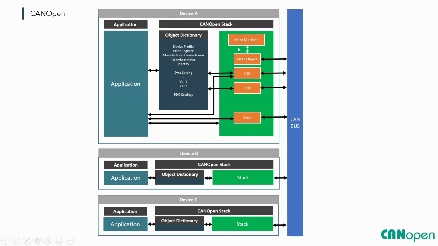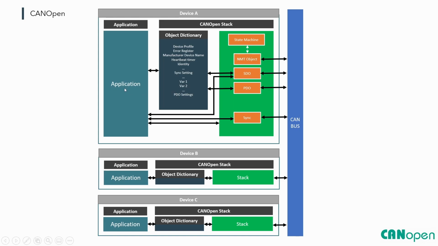We also have the two important ones, SDO and PDO. We'll discuss this as we go forward. Basically, using SDO and PDO, any device on the CANOpen network can access some variables in the object dictionary, and they can update those variables. For example, device B can access variable 1 here and change that, and then the application running on device A can be informed of that and then read the data from variable 1.